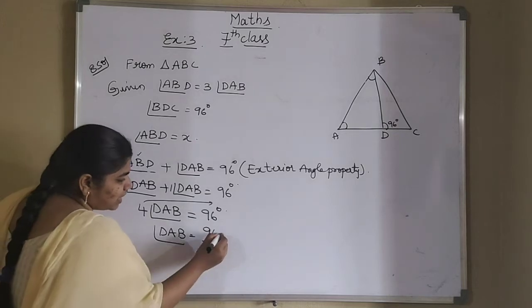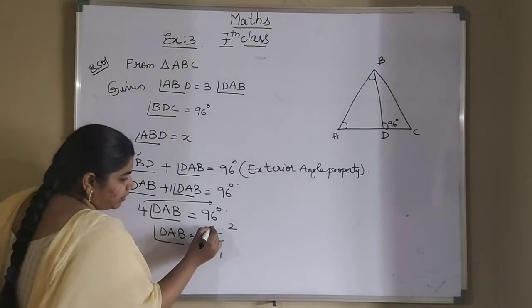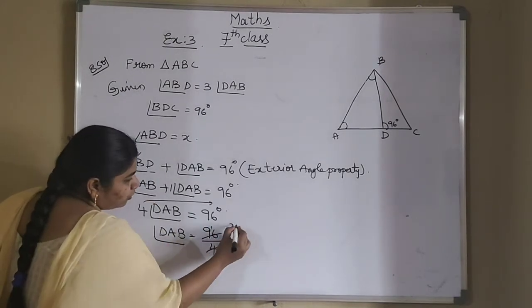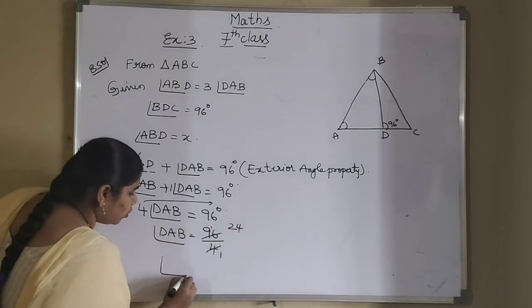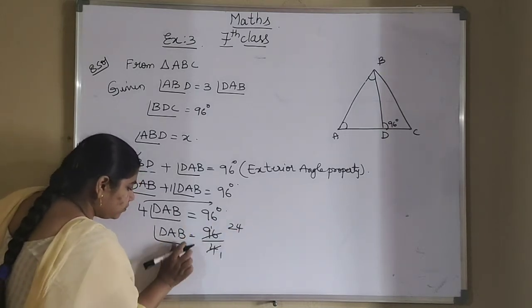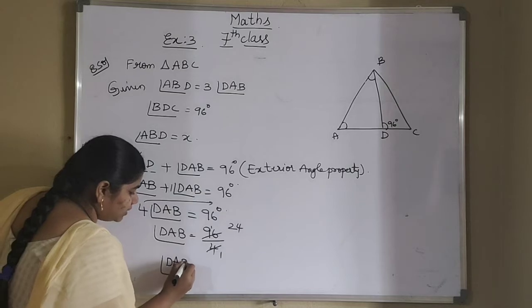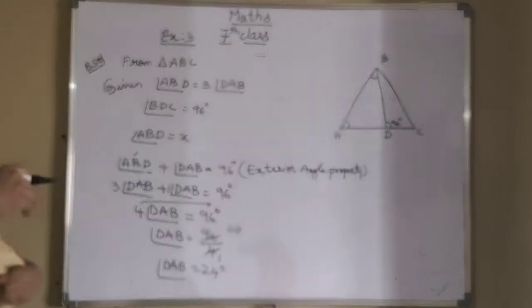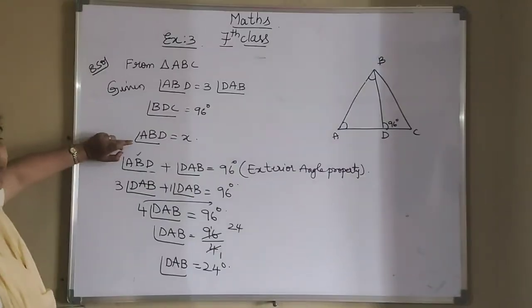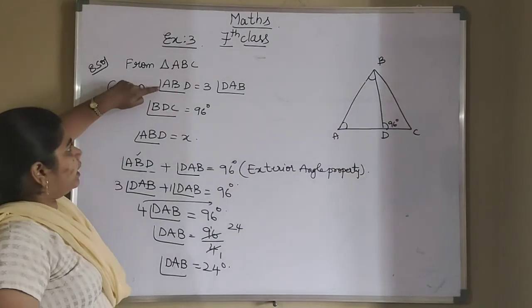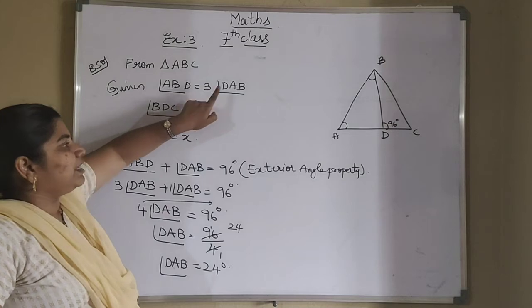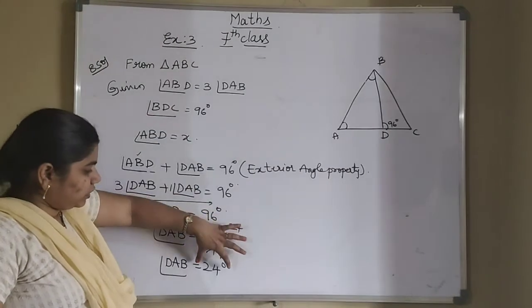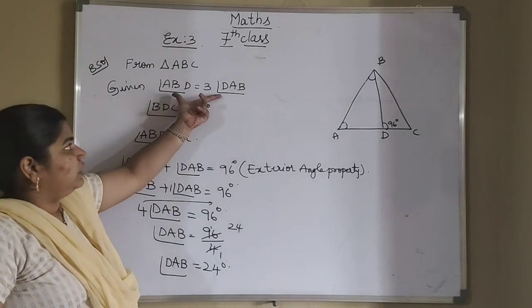So 4 ones are 4, 4 twos are 8. 1 will be remaining. 4 fours are 16. So you got angle DAB is equal to 24 degrees. Now what we have to find? We have to find angle ABD. So already they have given ABD is equal to 3 angle DAB. So I am substituting this 24 in this place.